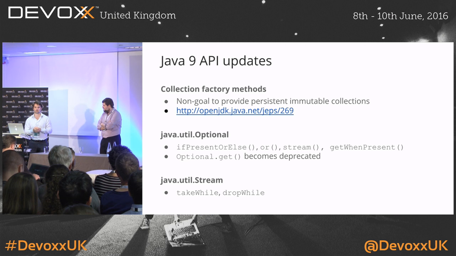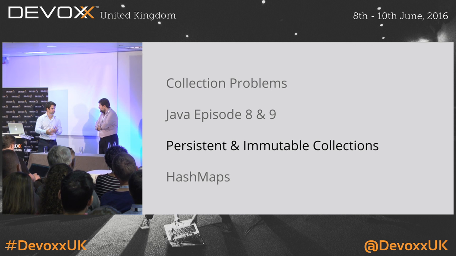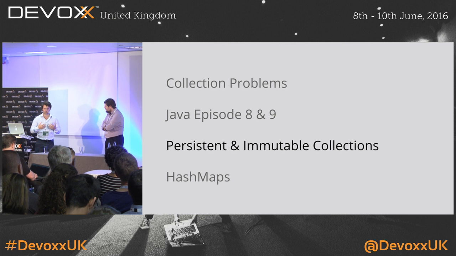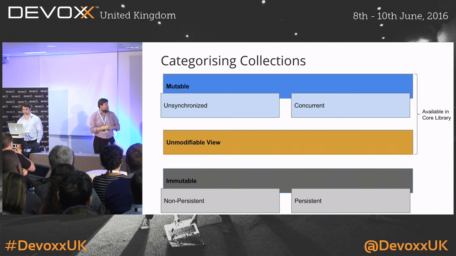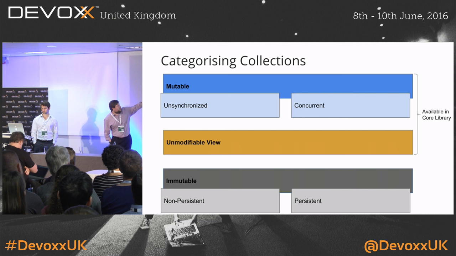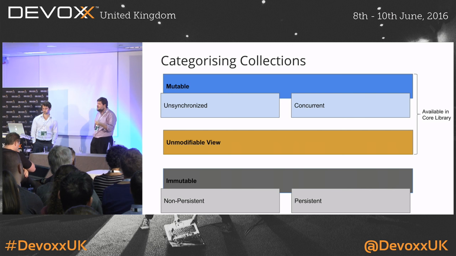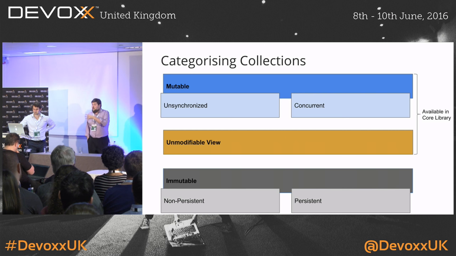So Richard, we've talked about problems with collections. We've talked about what's happening in Java 8 and Java 9. Let's look a little bit at possible improvements with collections. Big picture stuff. If we think about what happens with collections, we can think about different categories or classifications of collections. What most people use most of the time, at least in the Java ecosystem, is what we describe as unsynchronized mutable collections. That's something like an ArrayList or a HashMap. You can update it. It changes that collection value right in front of you. And it's not thread safe for modification on different threads, as we demonstrated earlier.